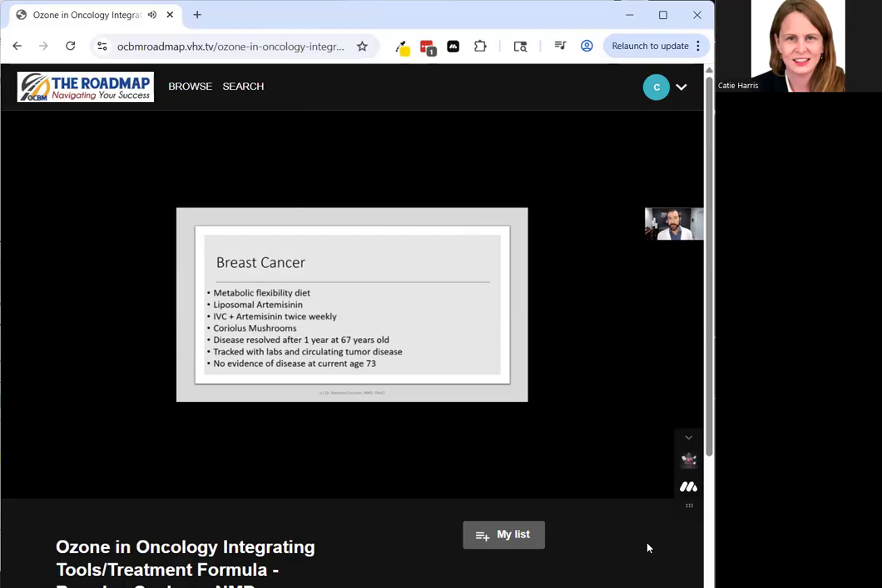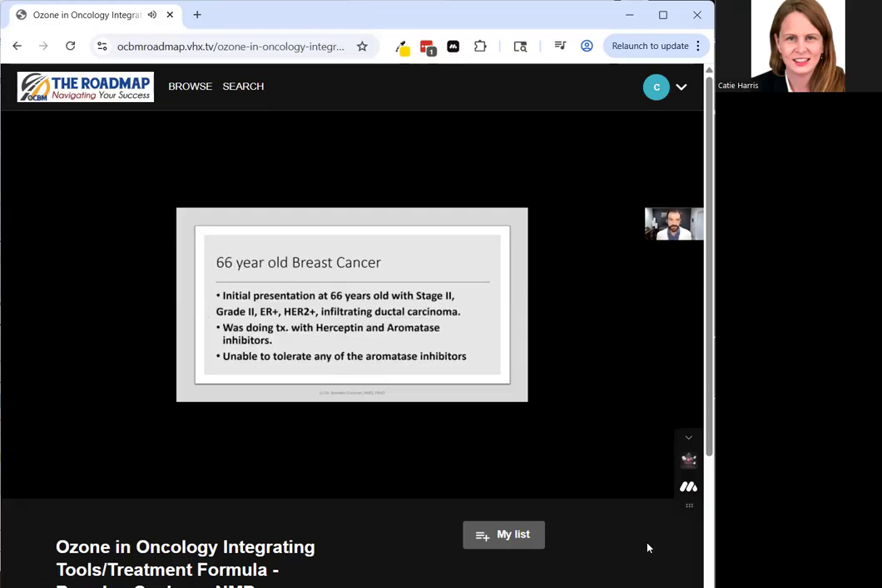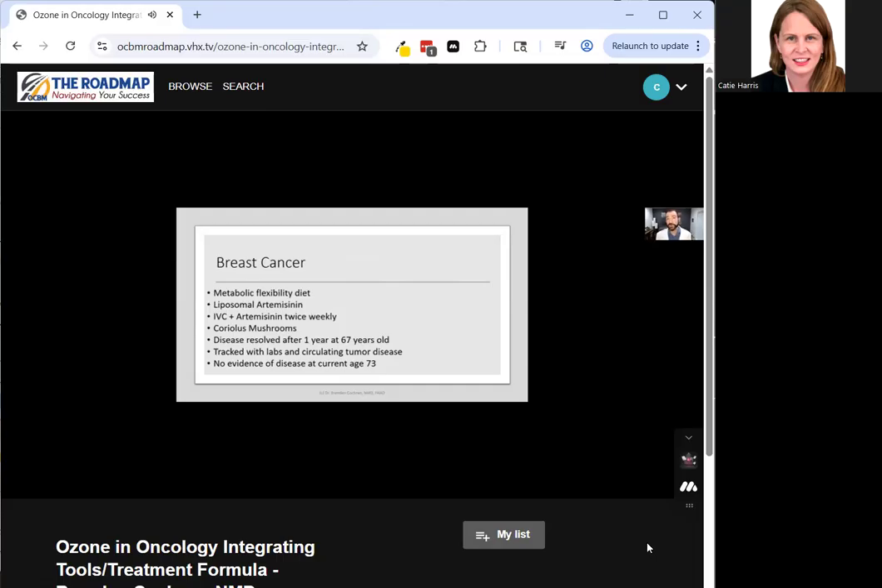We put her on a metabolic flexibility diet, similar to what you've heard. We did liposomal ART. We did IVs twice a week. Basically, she had disease resolution after 1 year at 67 years old. We continue to track her labs. She's one of my most compliant patients. And this is a little older, but there's no evidence of disease. And she's currently about 74, 75 years old.